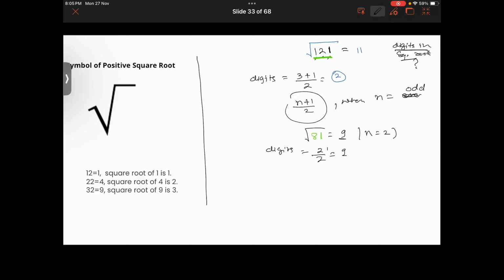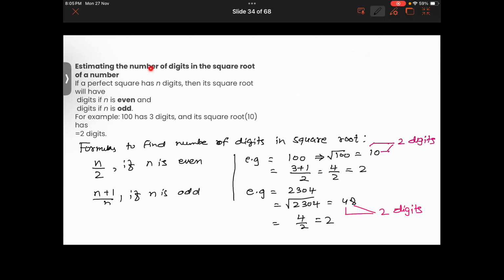So that is a very simple thing, that we are estimating the number of digits in the square root of a number, right? So this is the formula. If n is even, n upon 2 is the formula. If n is odd, n plus 1 upon 2 is the formula. Hope it is clear to everyone. In fact, we have discussed that earlier while you guys were there in the class.